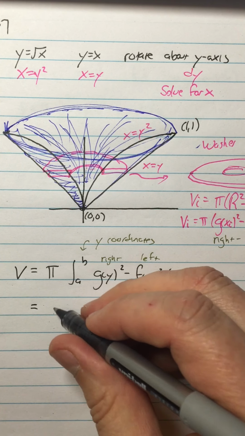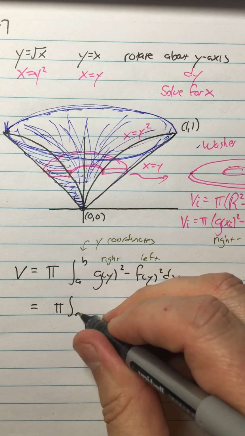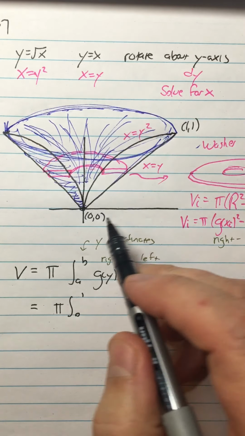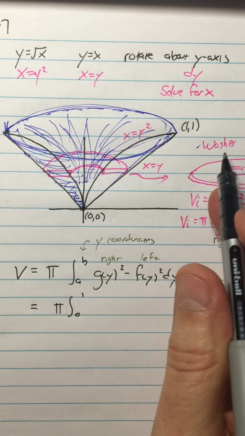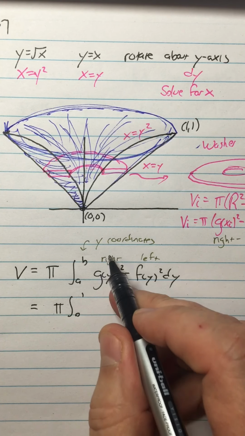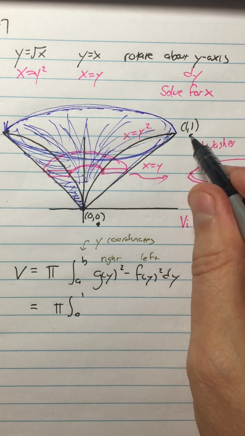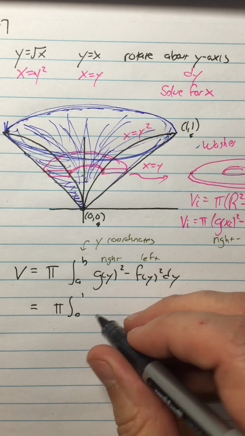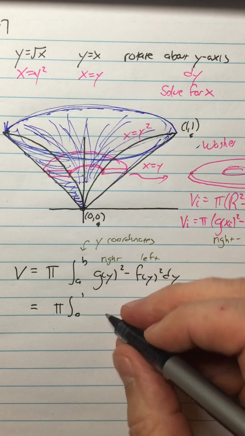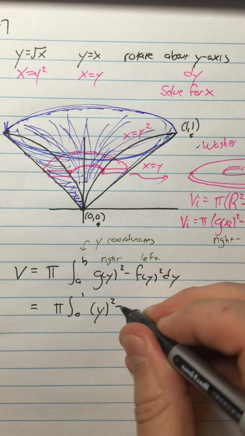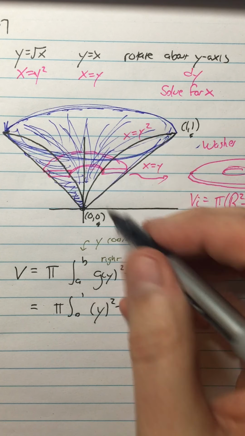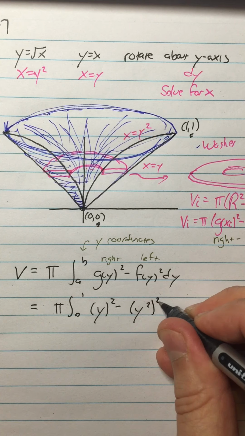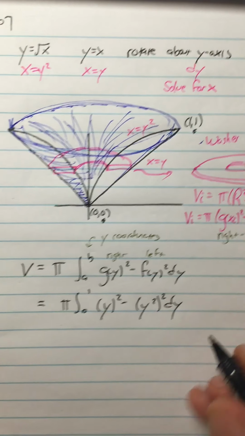So here I'm going to have pi integral, 0 to 1. In this one, it's a little misleading because both the x's and the y's go from 0 to 1. We're looking at the y's going from 0 to 1. So this was 0 and 2, we will go 0 to 1. So I'm going to put in my outer function, which is y, but I've got to remember to square it, minus my inner function, which is y squared, but I've got to square that. Both functions get squared.